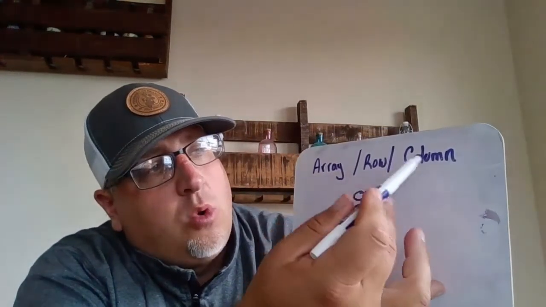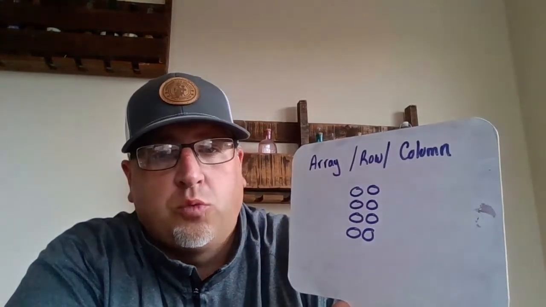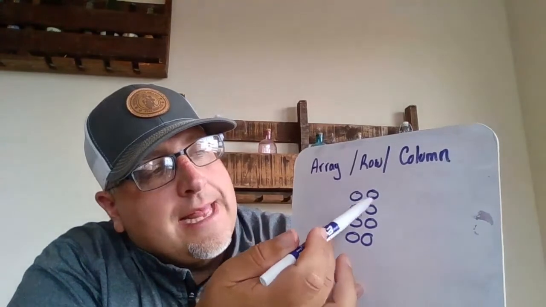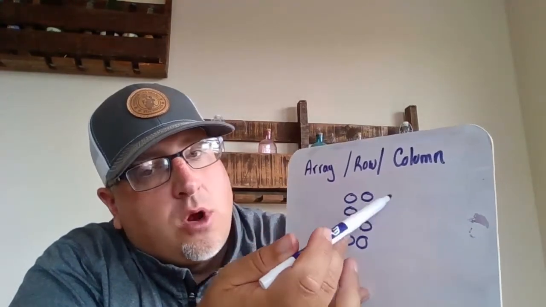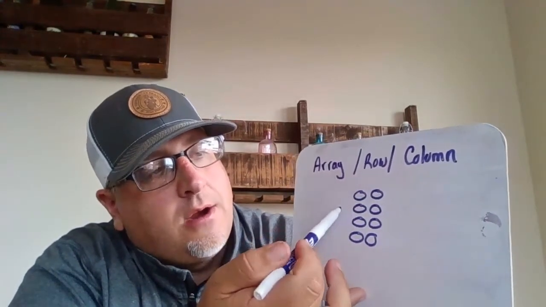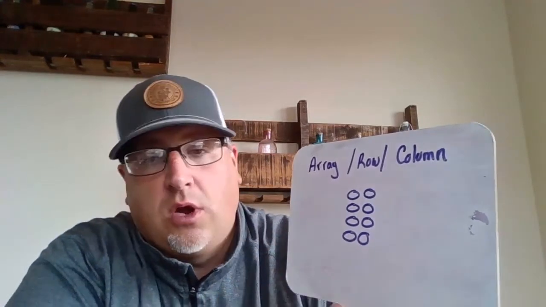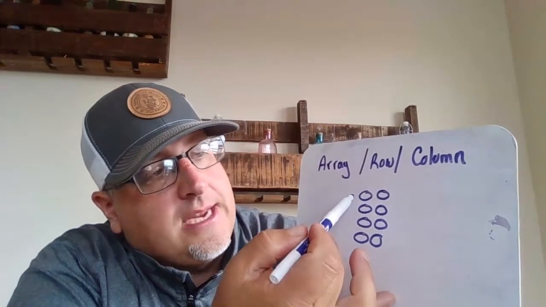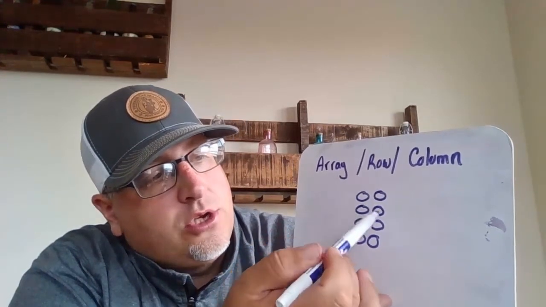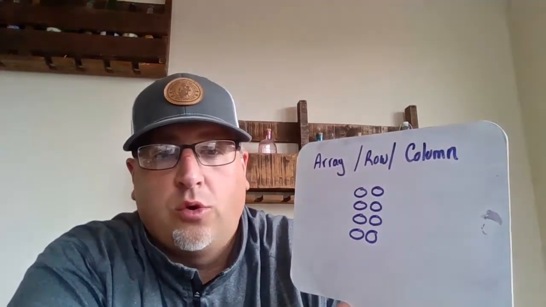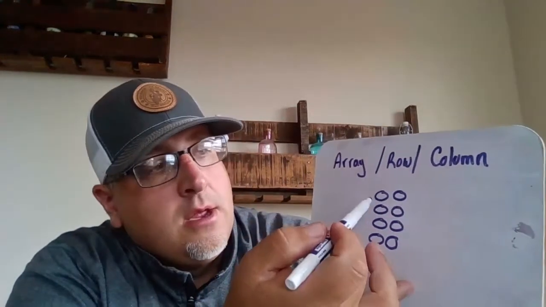Two other things you're going to see are the word row and the word column. The word row talks about groupings that go from left to right, or across. Here is a row right here. This is a row. That's a row. As you can see, we have 1, 2, 3, 4 rows. We have 4 rows.